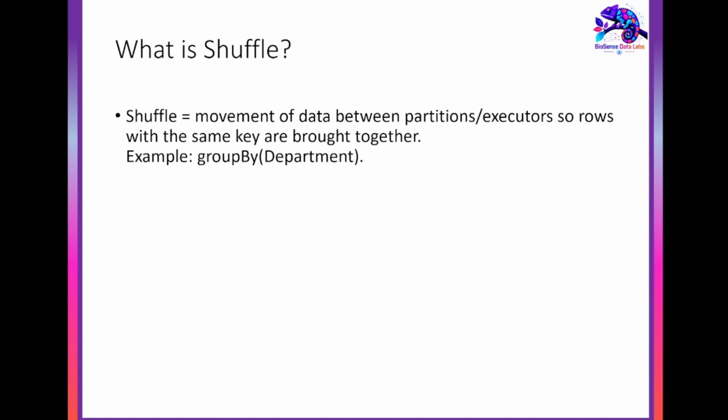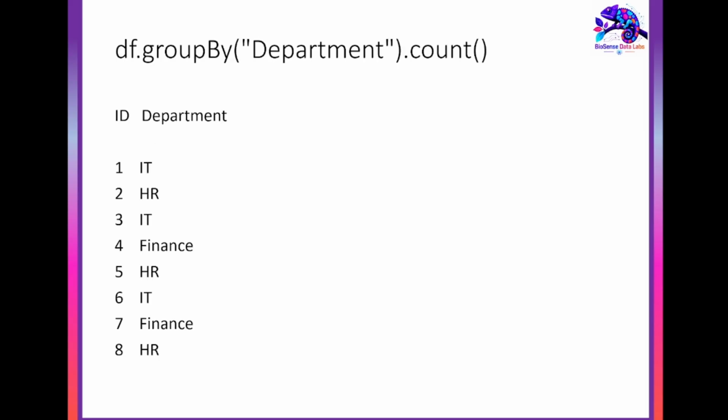Let's understand about shuffle. So what is a shuffle? Shuffle is movement of data between partitions or executors so rows with the same key are brought together. Let's check the next slide.